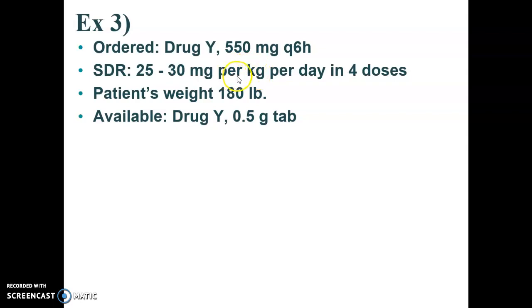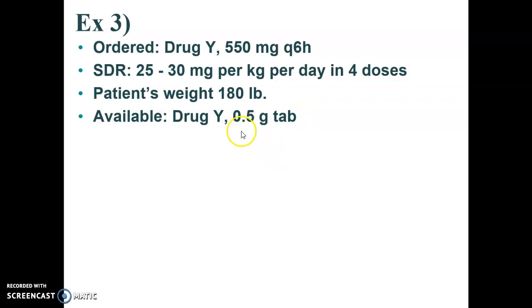All right, so this is going to help identify that the 20-year-old female who weighs 100 pounds is going to get a different dose than the 40-year-old man that weighs 320 pounds. Of course they need different doses if your medication is weight-based. Our patient's weight is 180 pounds, and available drug Y comes in 0.5 gram tablets.